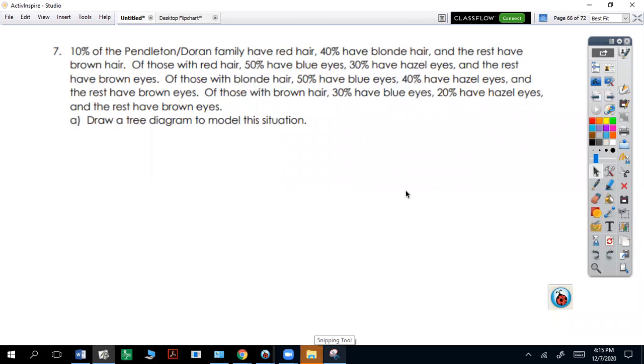Question number 7. 10% of the Pendleton-Doran family have red hair, 40% have blonde hair, and the rest have brown hair. Of those with red hair, 50% have blue eyes, 30% have hazel, and the rest have brown.